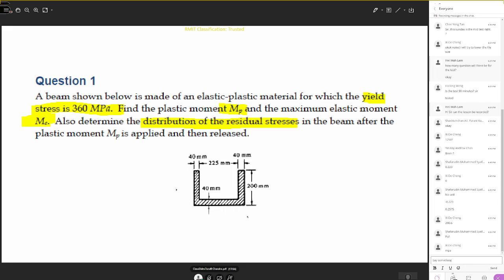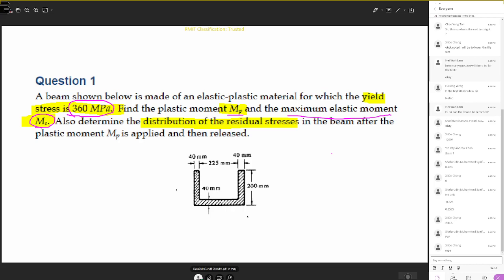A beam is shown below and is made of an elastic plastic material, for which the yield stress is given as 360 megapascals. You are asked to find the plastic moment and the maximum elastic moment, ME. The plastic moment refers to the moment acting under plastic conditions, and the elastic moment is the moment under elastic conditions. We need to find both, and we can apply the flexure formula to calculate the moments.